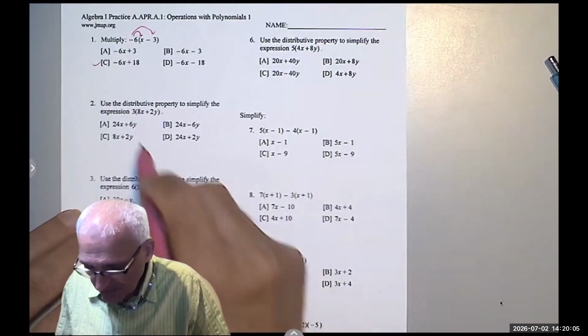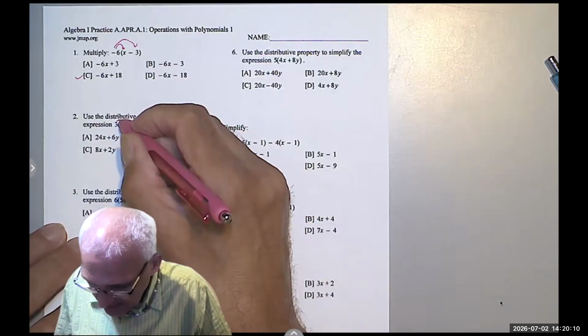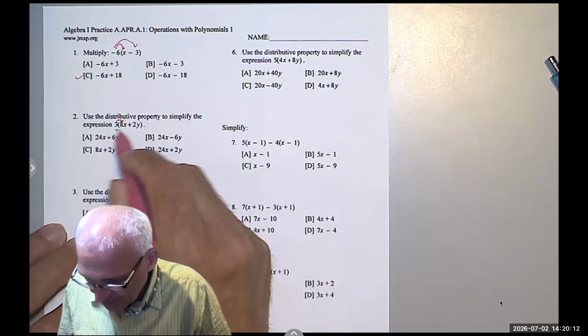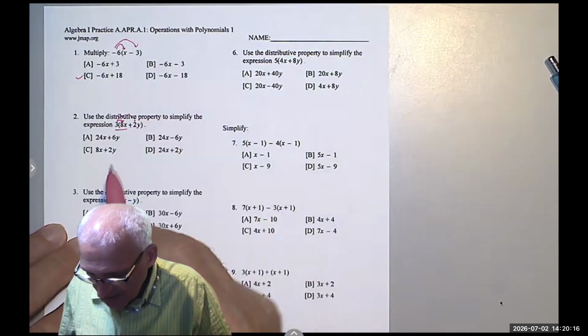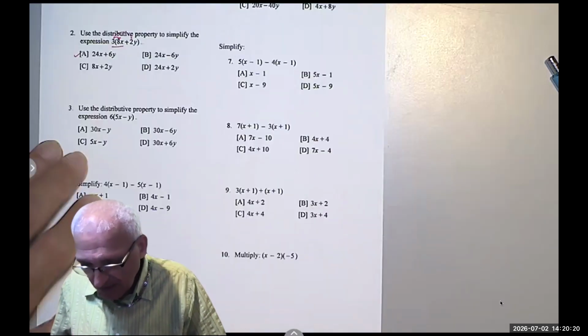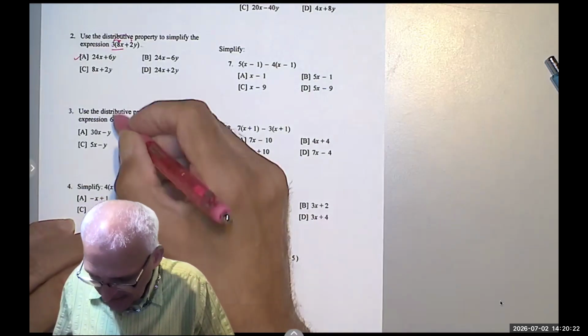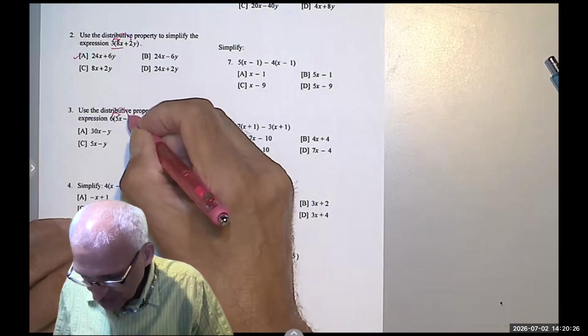Number 2, again, use the distributive property to simplify. Distribute the 3, so I get 24x. I distribute the 3, I get plus 6y. 24x plus 6y is A. The third one, 6 times 5x is 30x minus 6y.